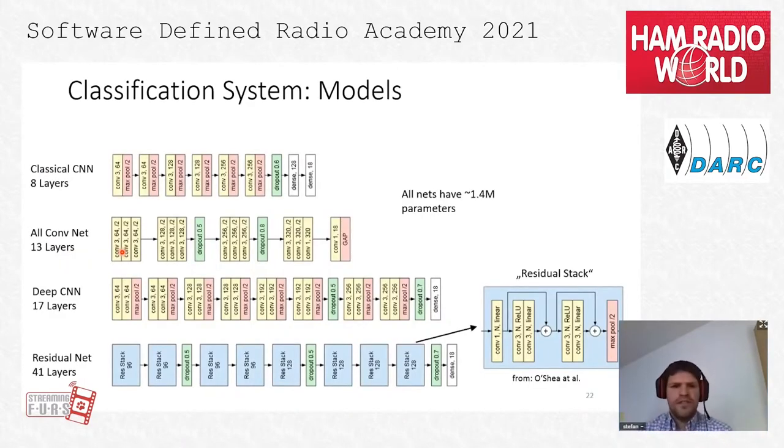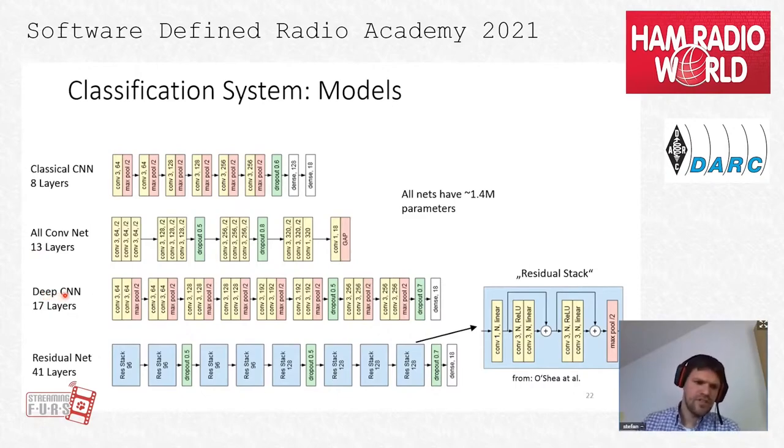The neural networks I've built, there are three neural networks that can be used for the signal classification. They all have around 2.4 million parameters. The first one is a classical convolutional neural net with 8 layers. It consists of convolutional layers followed by pooling layers, the structure we've seen before several times. And in the end, we have some dense layers. The all convolutional net has only convolutional layers and no pooling. It has 13 layers.